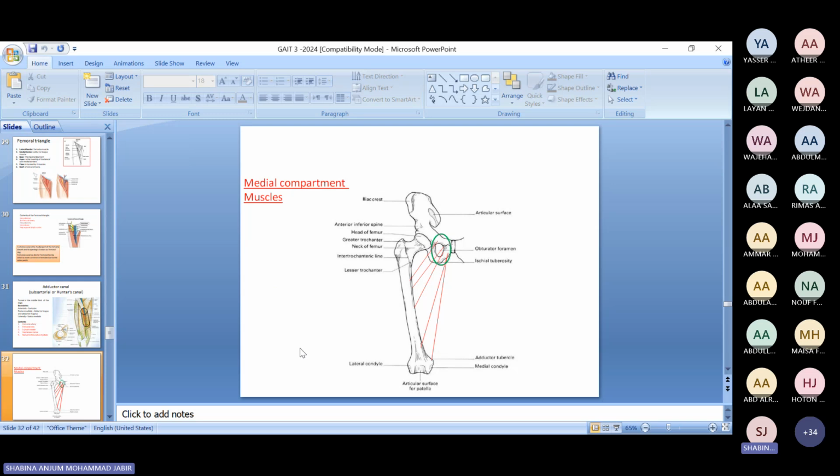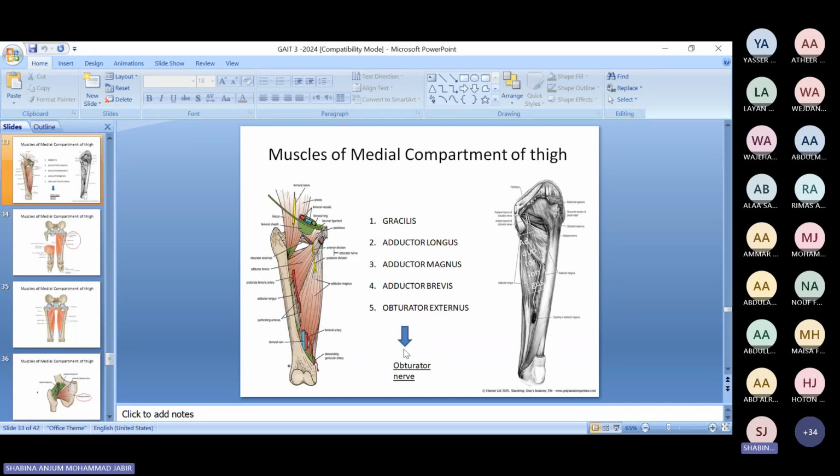So easy again. The medial compartment will be having which nerve? Can you guess which nerve will be present medially to supply the adductor muscles? Obturator. Very good. It is the obturator nerve. Medially, we have the three adductors: adductor longus, adductor magnus, adductor brevis. Then we have a more superficial muscle, which is called gracilis. In some specimens you may or may not see it, but longus, magnus, and brevis are present.